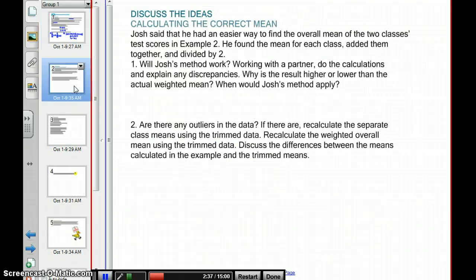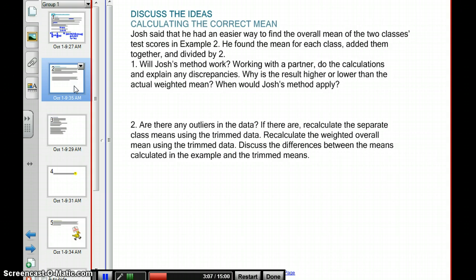Here we're on to discuss the ideas. Josh said that he had an easier way to find the overall mean. He said that you could just add the means for each class and then divide them by 2. That would be taking a mean of a mean. Will his method work? Actually, Josh's method would not work. If you did that, you'd get it to be slightly higher than the actual mean because more weight was put on the smaller class, which actually had better marks. So no, that's not a good way of doing it.